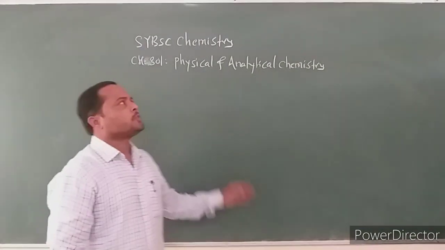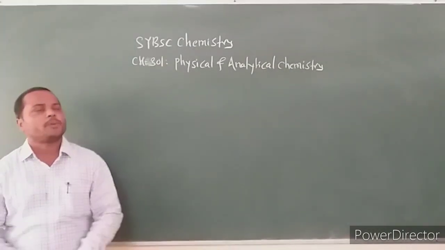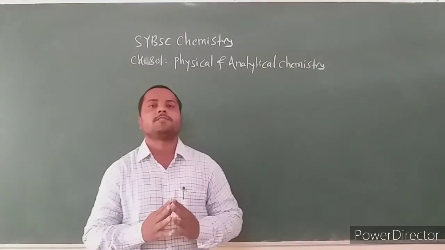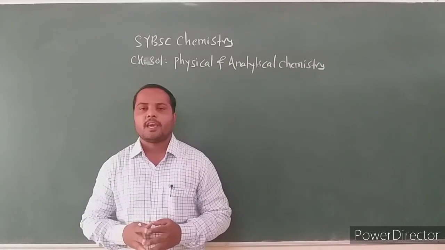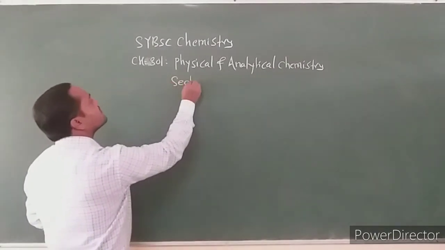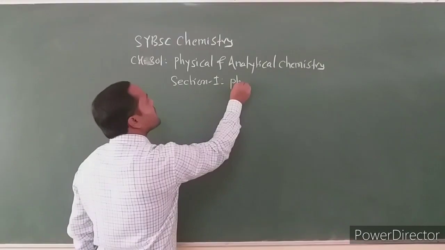Hello students, today we start the SYBSc Chemistry paper 301, Physical and Analytical Chemistry. This paper is divided into two sections. Section one is physical chemistry and section two is analytical chemistry. Today we start section one, physical chemistry.